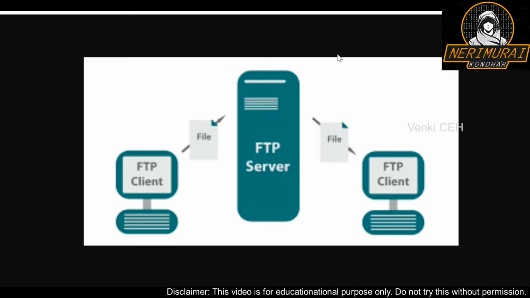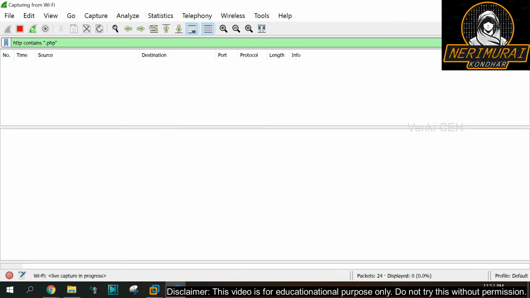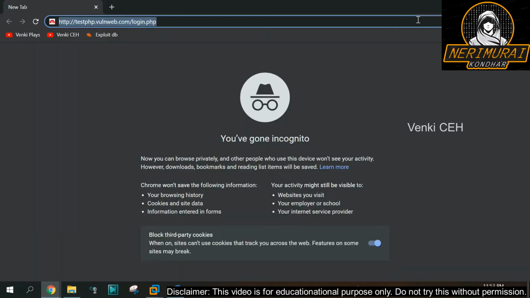And the third one is File Transfer Protocol, which usually runs on port number 21. It is a communication protocol which helps to transfer files between client and server. Again, this is an insecure protocol. Anyone can capture the packet data from the network and view the file information easily. Let's see this in action. I will show you how we can capture network packet data for these three protocols.